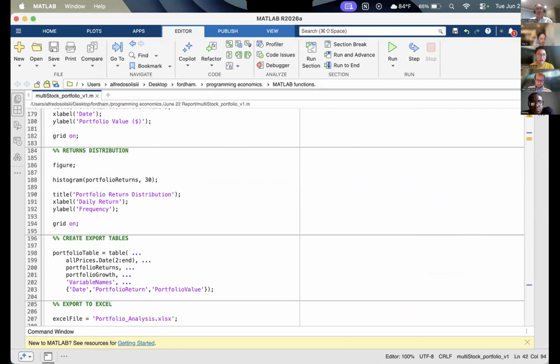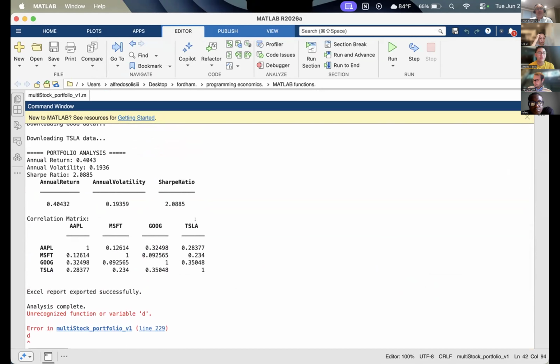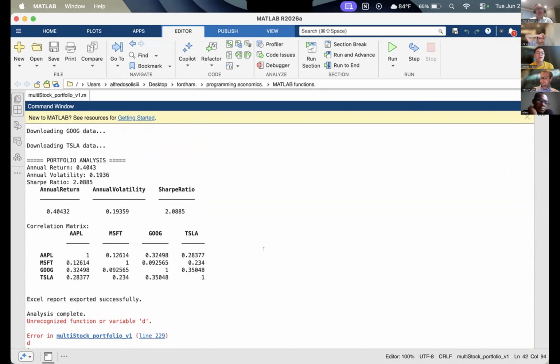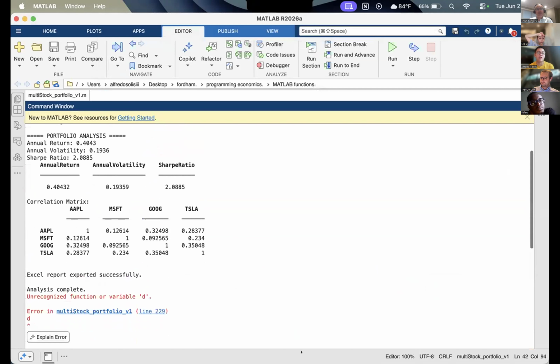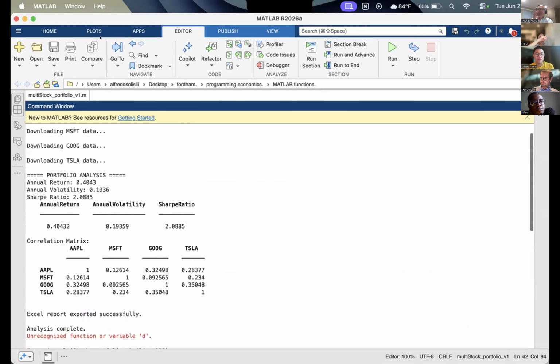And then, as I said a while ago, in the command window it will also reflect these numbers, which are the correlation matrices, as well as the expected annual return, volatility, and the overall Sharpe ratio. Fantastic. But yeah, it's pretty straightforward. That's pretty much all you should be getting from the model.